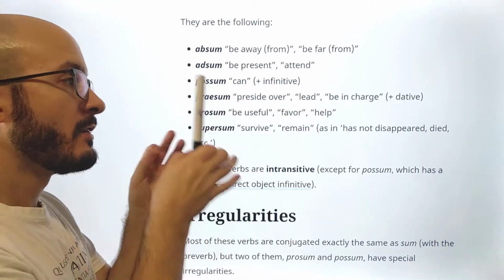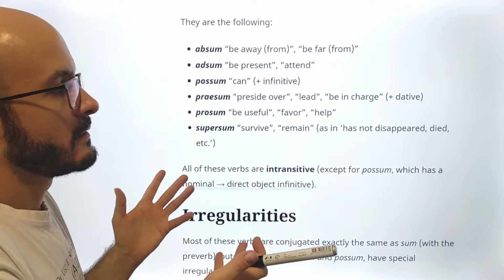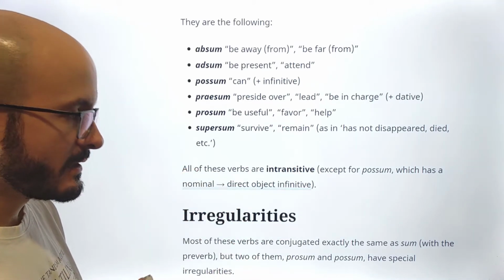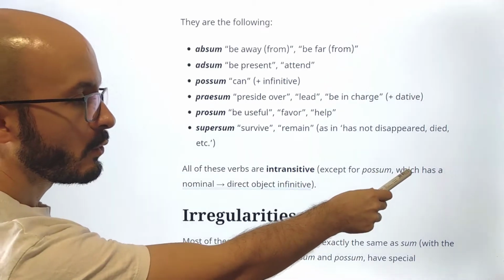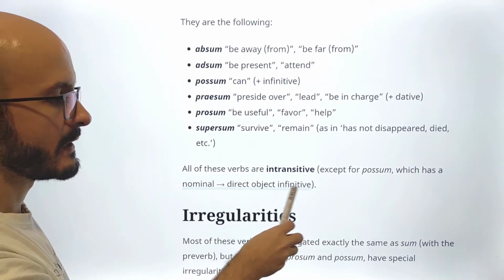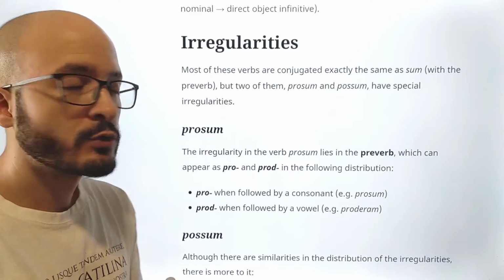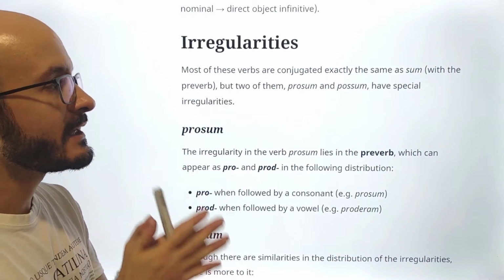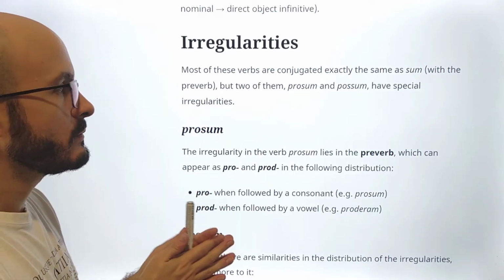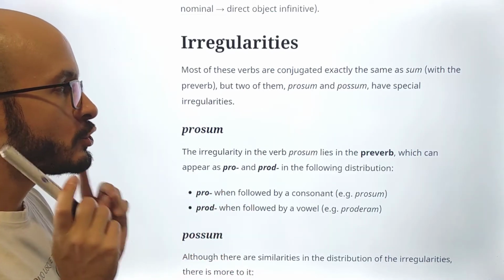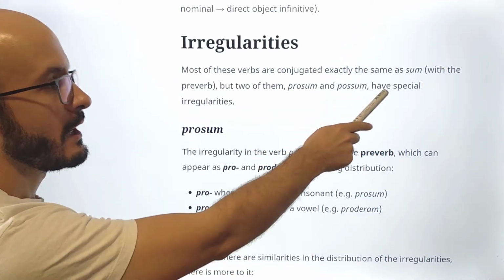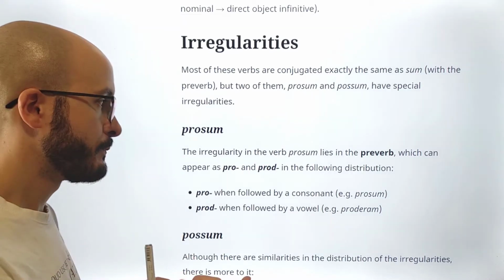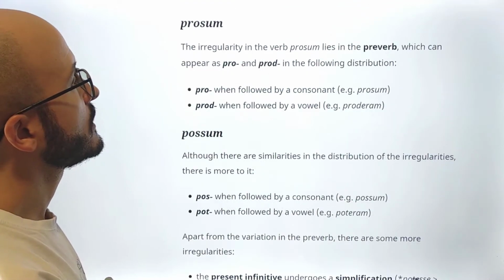Okay, so again, we have to learn these verbs by heart. We have to learn their meanings, and that's it. I mean, it's really not so complicated. All of these verbs are intransitive, except for possum, which has a nominal direct object infinitive. Now, of course, we have to talk about the irregularities. Most of these verbs are conjugated exactly the same as sum, with the preverb, but two of them, prosum and possum, have special irregularities, which we also have to learn by heart. So let's start with prosum.